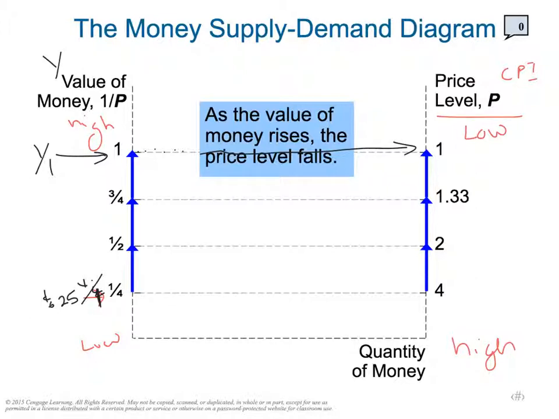And so if we follow that over, that's where this 4 came from. Just like 1/2 is 2 over 1, that's where this 2 came from. 3/4, 4 over 3, and that's where this 1.33 came from. So hopefully this makes sense in terms of the value of money is inversely related to the price level.